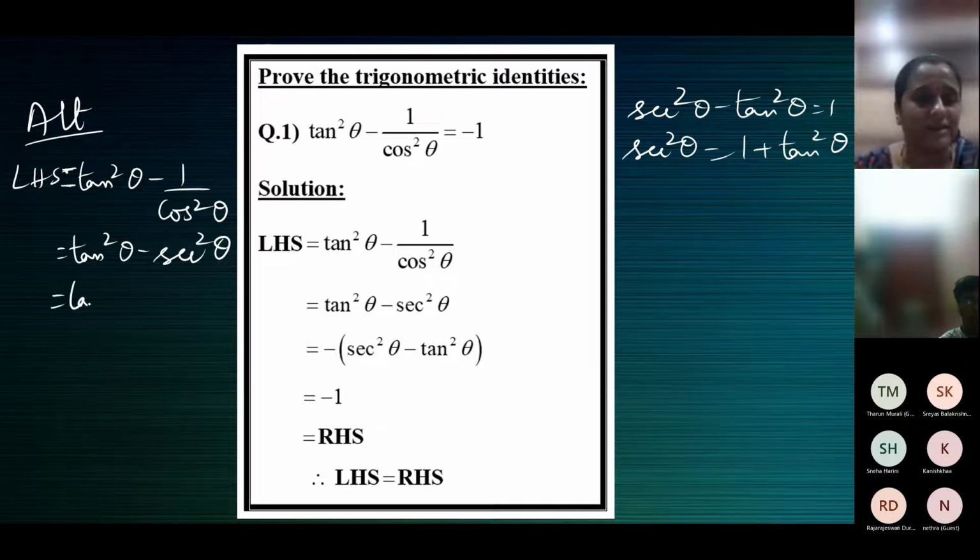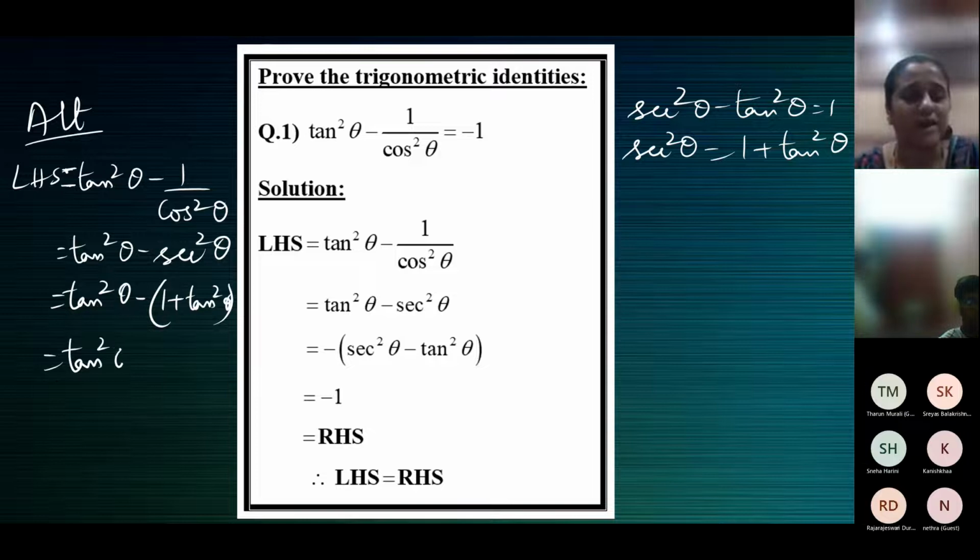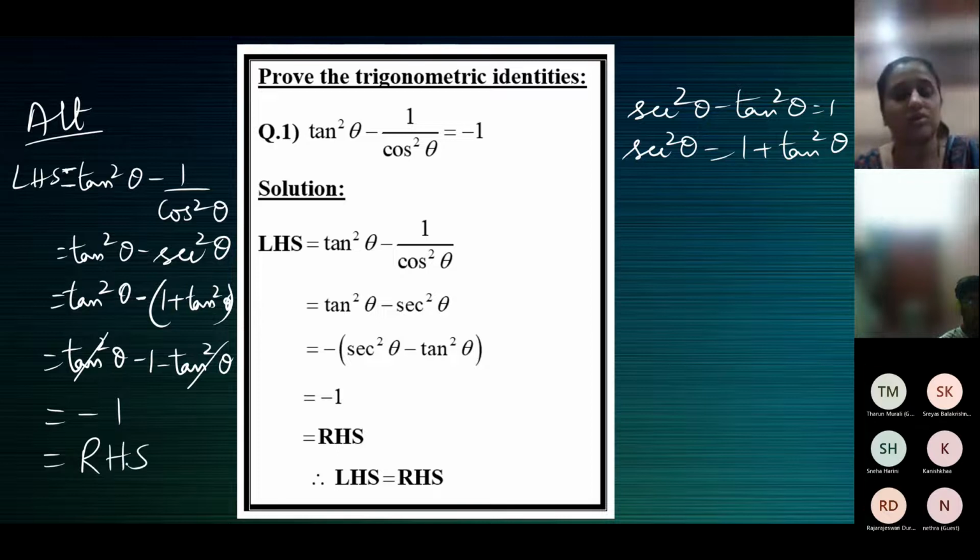So what you can do is you can write tan square theta as it is. And instead of secant square theta, you can write 1 plus tan square theta. So what do you get? Tan square theta, open the bracket, minus 1 minus tan square theta. See, secant square theta is 1 plus tan square theta. So minus in the bracket 1 plus tan square theta. So when you open the bracket, minus 1 minus tan square theta. So tan square theta minus tan square theta gets cancelled and it is equal to minus 1, which is the RHS. So you can work it like this also. Take down fast.